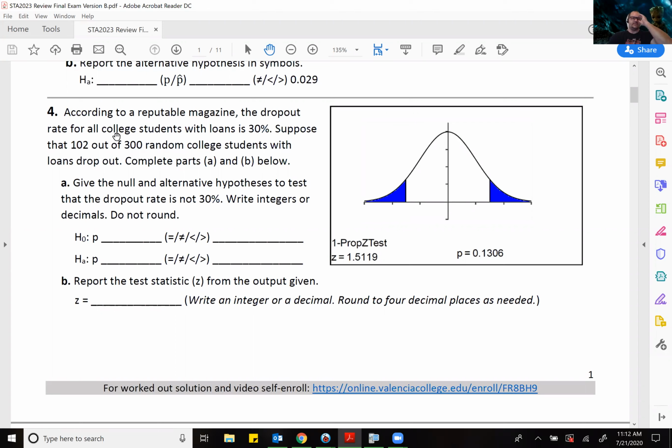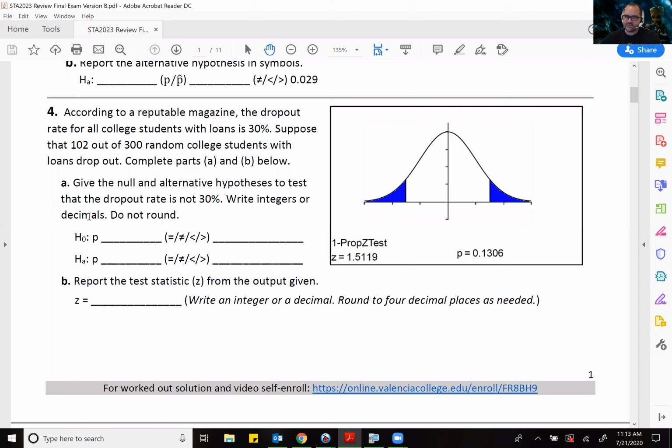Okay, so it says, according to a reputable magazine, the dropout rate for all college students with loans is 30%. Suppose that 102 out of 300 random college students with loans drop out. Complete parts A and B below. So the first thing says, give the null hypothesis and give the alternative hypothesis. Okay.